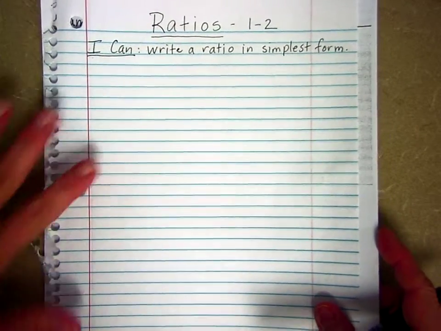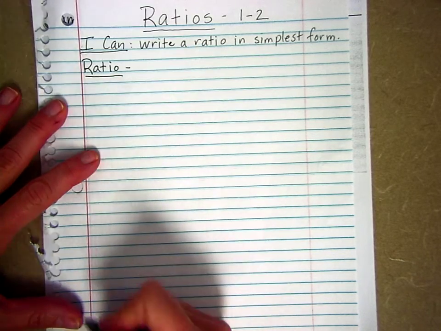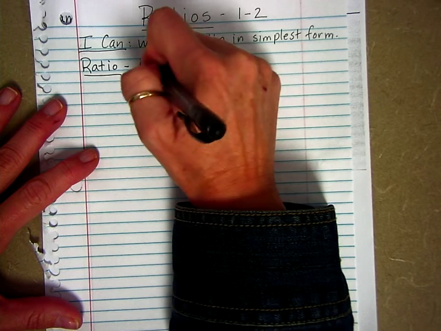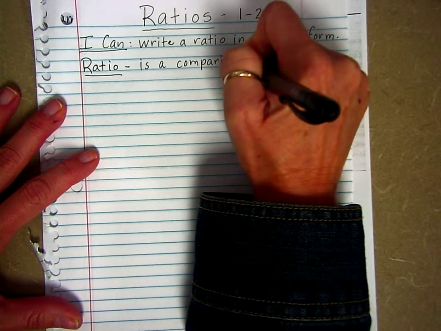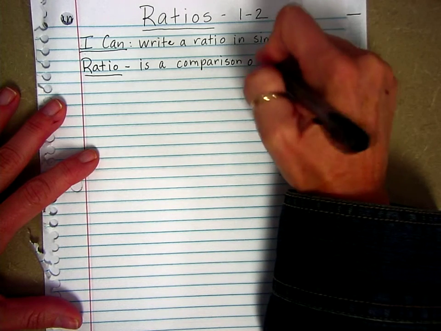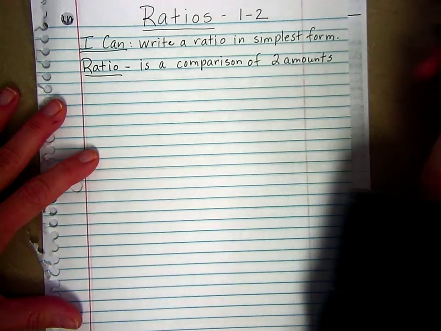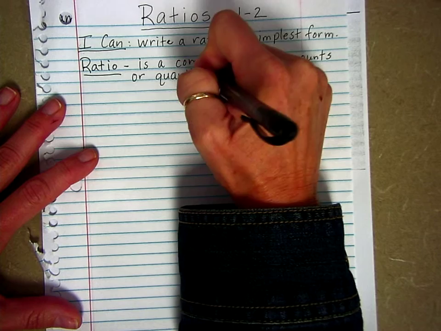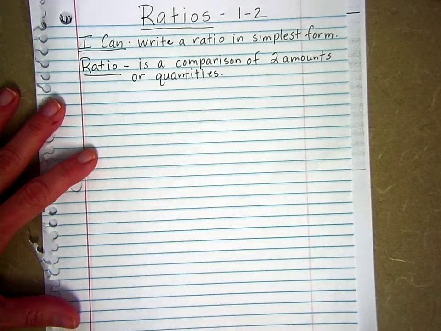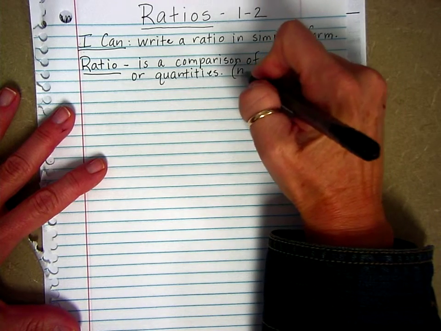All right, I want to make sure you guys understand the definition of ratio. A ratio is a comparison of two amounts or quantities. And really the simple word for amounts or quantities is numbers.